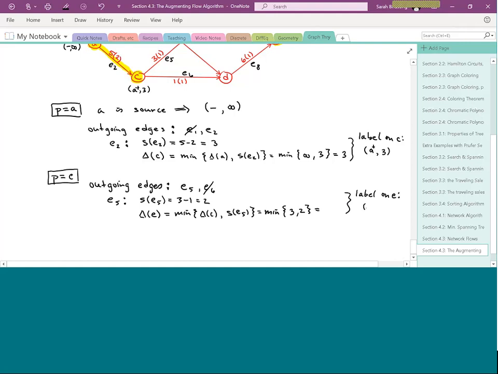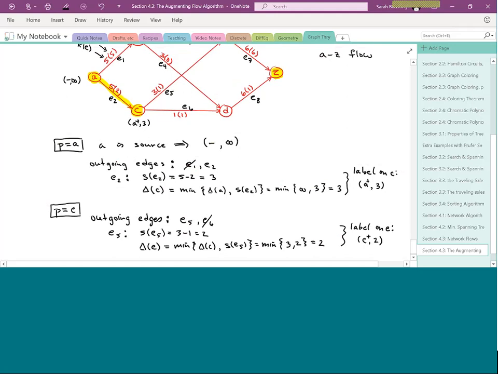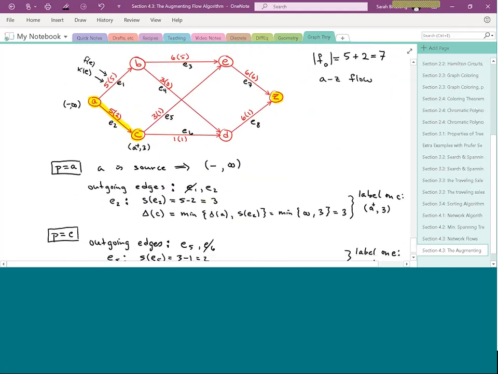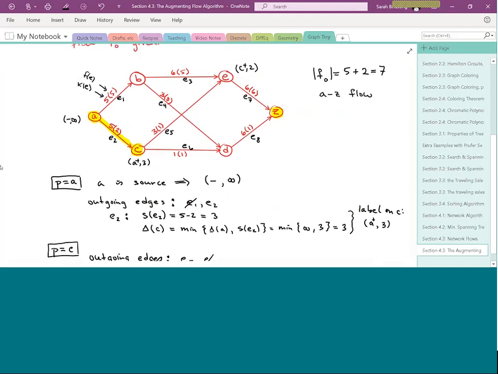Yep. Coming from C, we went on a forward arrow, and the minimum of 3 and 2 is a 2. So now we'll put that label back on our actual graph. So this is coming from C, and we have 2. At this point, that terminates that looping of checking vertices.